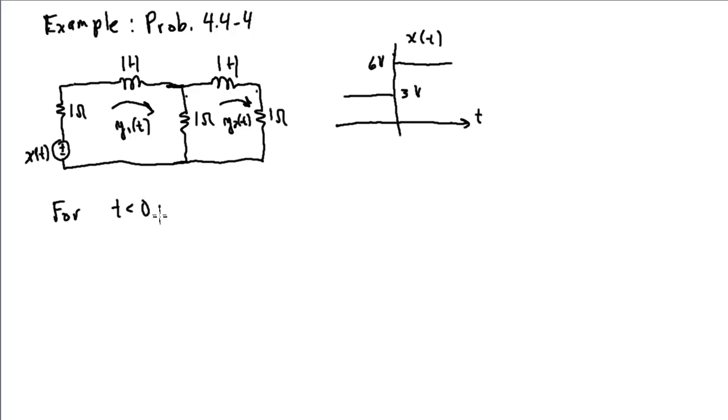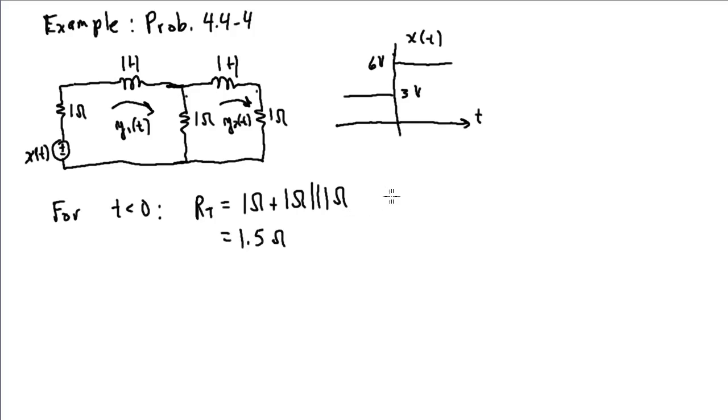So in this case, for t less than 0, I assume that the voltage source has been 3 volts forever, and so all the currents are constant, we have only DC currents and voltages present, and so the voltage across the inductor would be 0 because the currents are constant. So I can treat them as short circuits, and so the circuit reduces to just a 1 ohm resistor in series with 2 parallel resistances of 1 ohm. So the total resistance would be 1 ohm plus 1 ohm in parallel with 1 ohm. That's 1.5 ohms of total resistance.